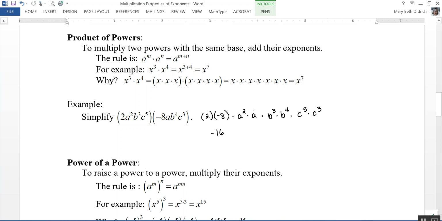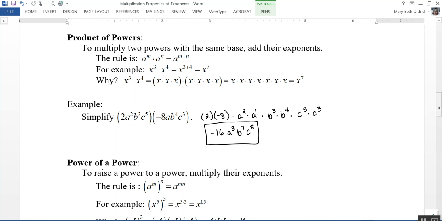A squared times a, that's really a to the 1. So I'm going to add my exponents. That's going to give me a to the 3rd power. B to the 3rd times b to the 4th, that's going to be b to the 3 plus 4, or b to the 7th power. C to the 5th times c to the 3rd, I'm going to add my exponents 5 and 3, and that's going to give me c to the 8th power. So that's my final answer right there.